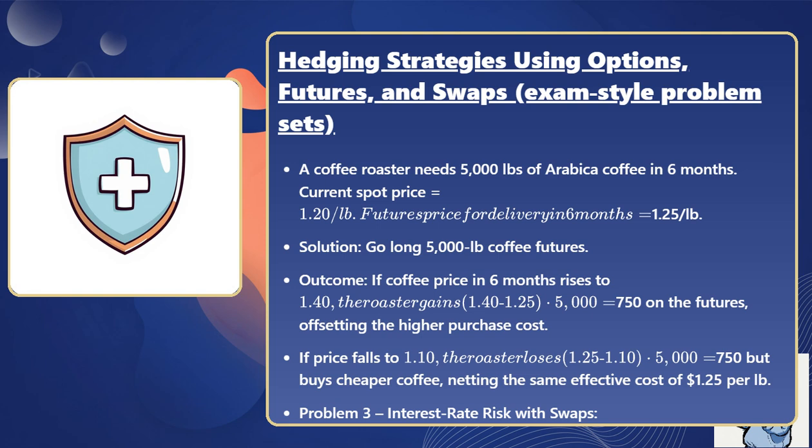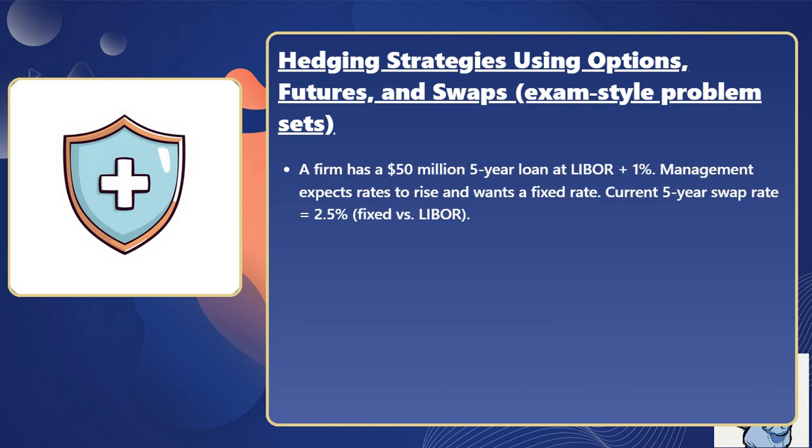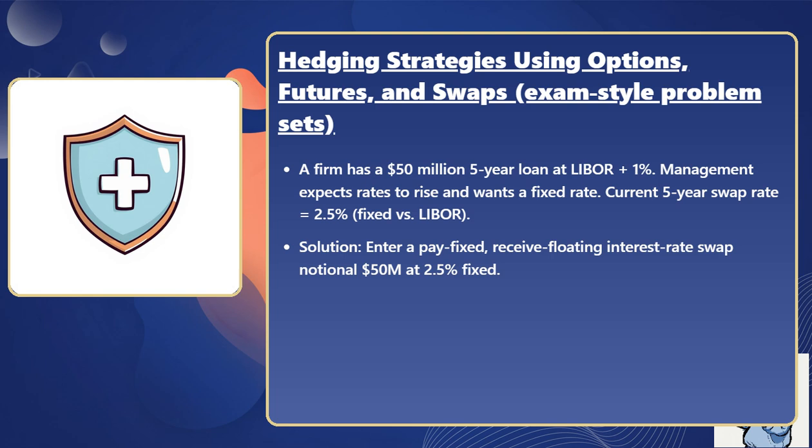Problem 3. Interest rate risk with swaps. A firm has a $50 million 5-year loan at LIBOR plus 1%. Management expects rates to rise and wants a fixed rate. Current 5-year swap rate equals 2.5% fixed versus LIBOR. Solution: enter a pay fixed, receive floating interest rate swap with notional $50 million at 2.5% fixed.